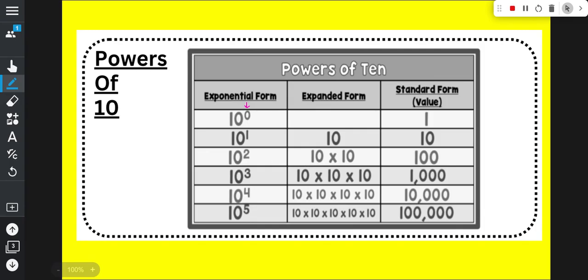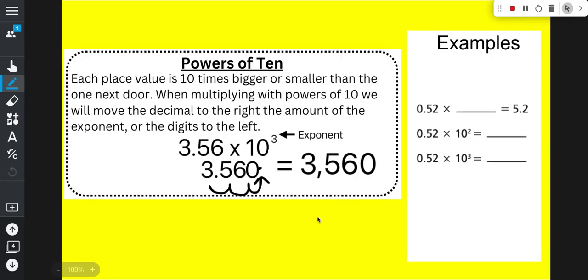number says. Now, when we're dealing with exponential numbers in powers of 10, if we are multiplying, it works pretty slick because all we need to do is move the decimal. So if we take a look at the next one here, each place value is 10 times bigger or smaller than the one next door.